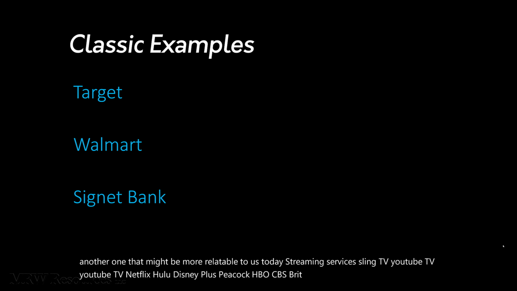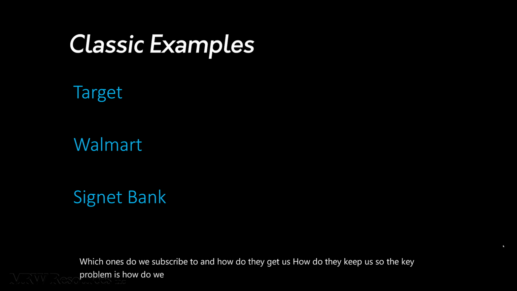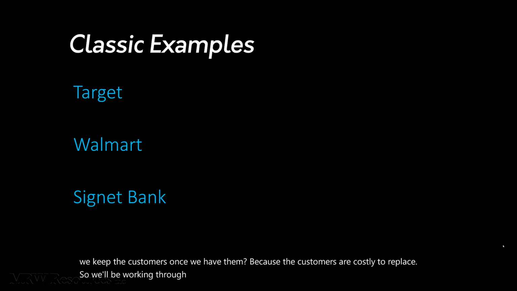We've got all these choices now. Which ones do we subscribe to, and how do they get us? How do they keep us? So the key problem is, how do we attract customers? That's a costly proposition. And importantly, how do we keep the customers once we have them? Because the customers are costly to replace. So we'll be working through some examples there, and we'll be also thinking about, well, how can we apply some of these ideas into the things we'll be doing as professionals as well.